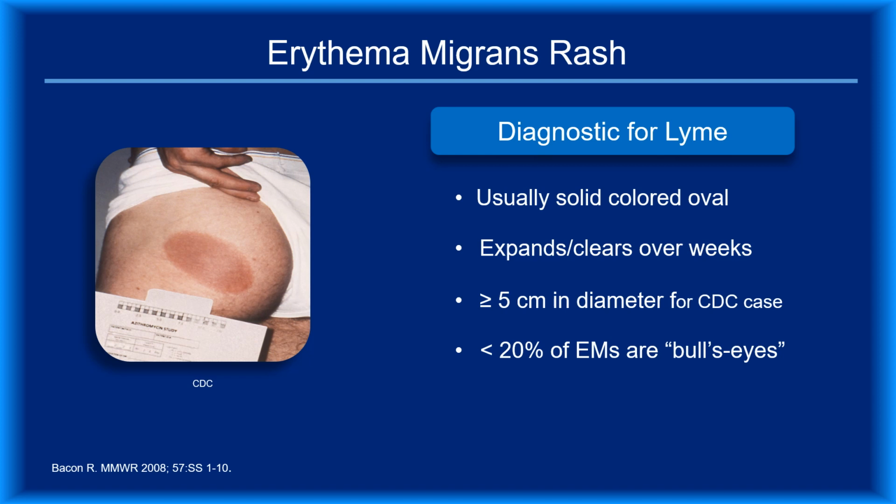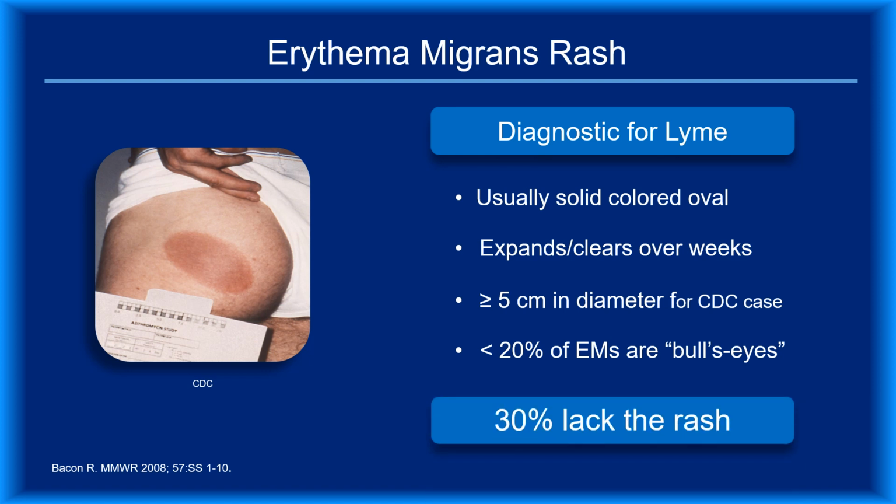The classic bullseye lesion has central clearing. This appearance is relatively uncommon. In fact, studies suggest that less than 20% of all EM rashes are bullseyes. So if that's all you look for, you're probably missing their target. More importantly, clinicians need to understand that many patients have no rash. CDC surveillance data documented that 30% of the reported cases lacked an EM rash.